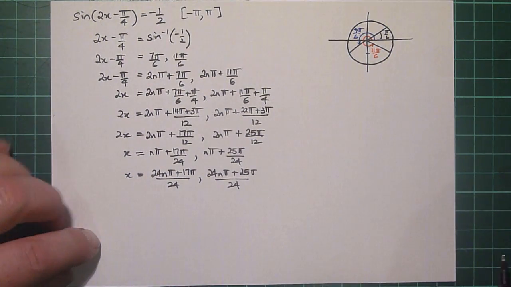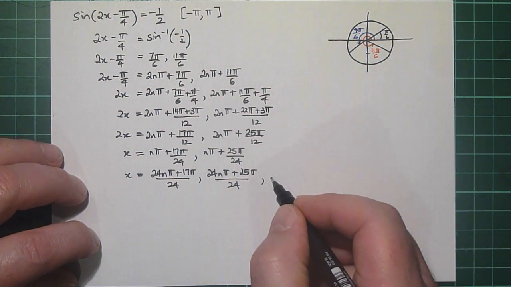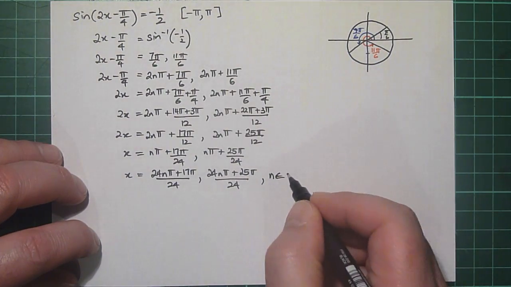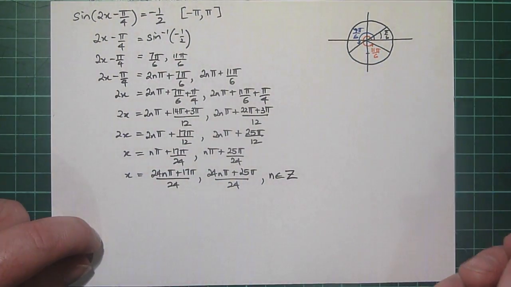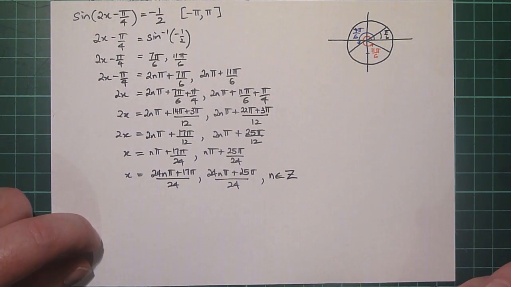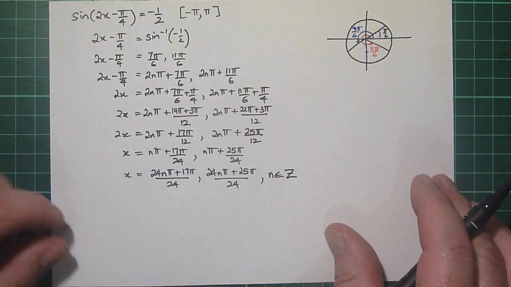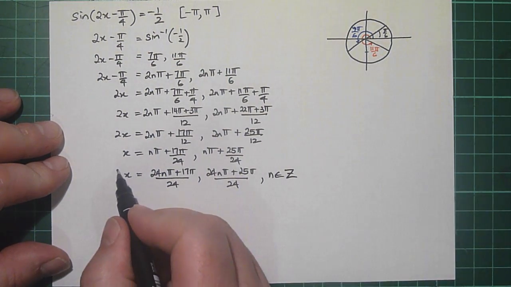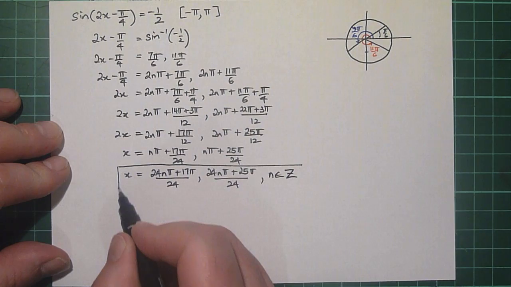So there's a general solution for this equation, and it's really important here to say that n is an element of the set of integers. So it could be any negative number, 0, and any positive number. So there's our general solution.